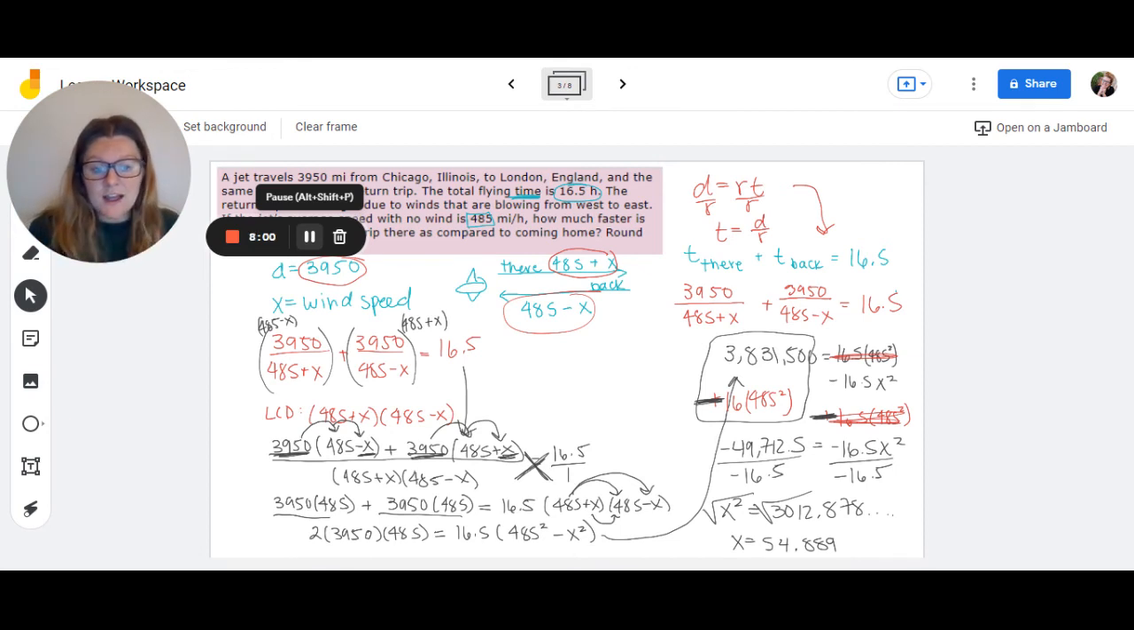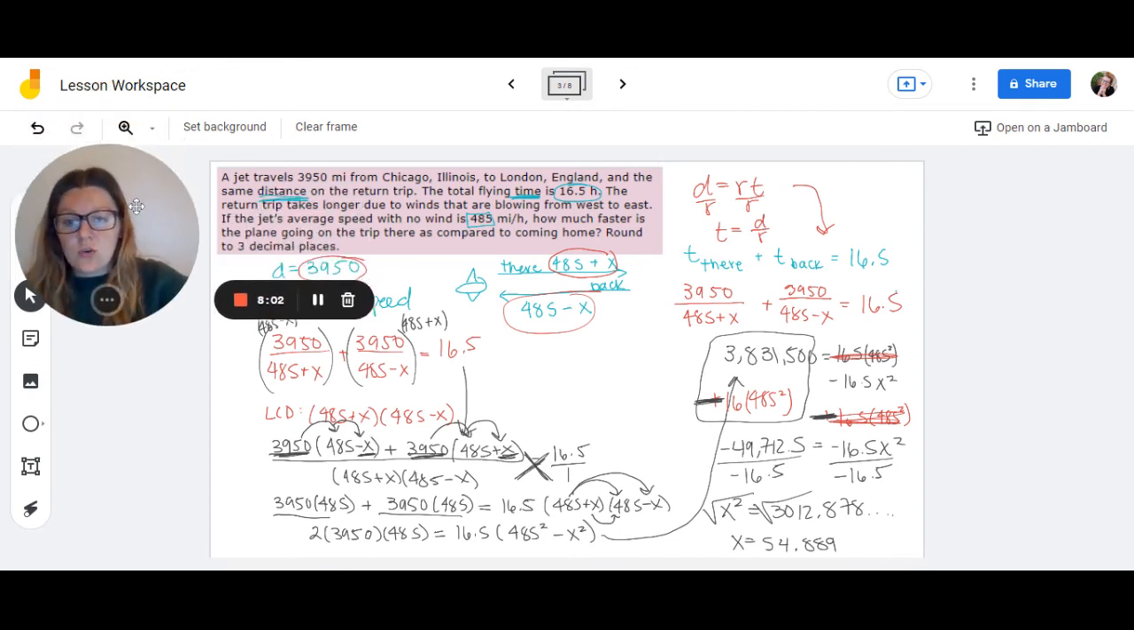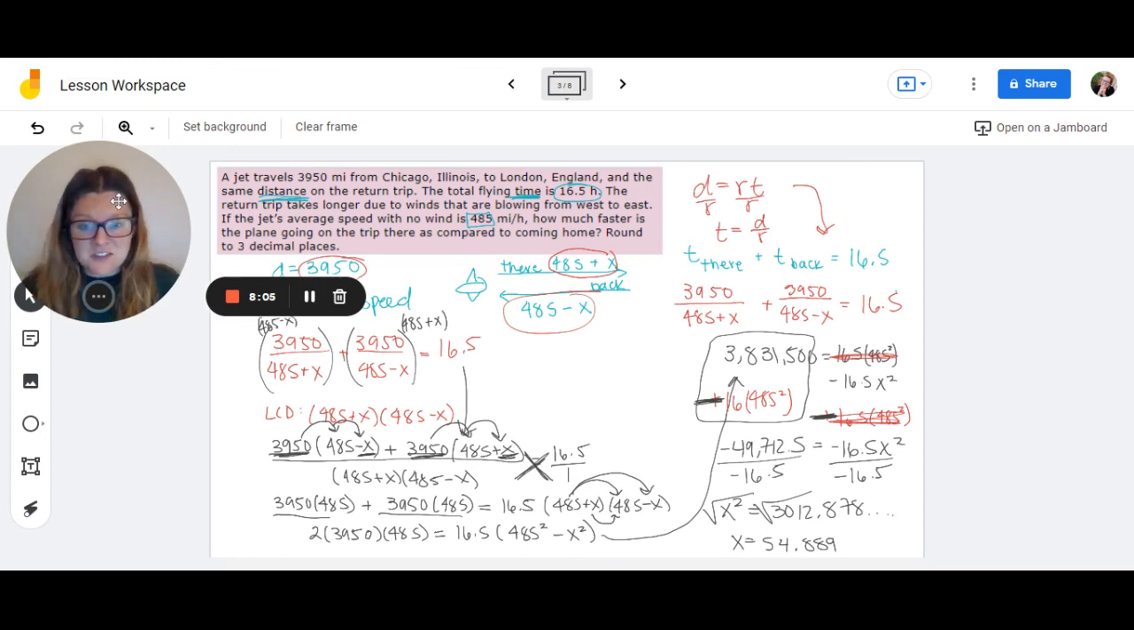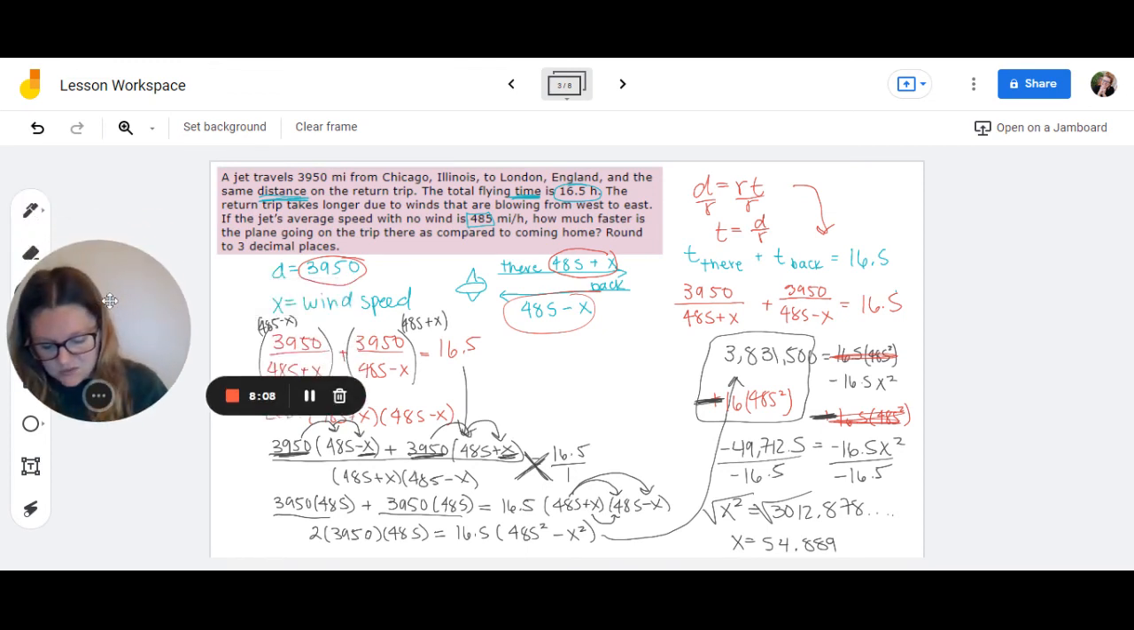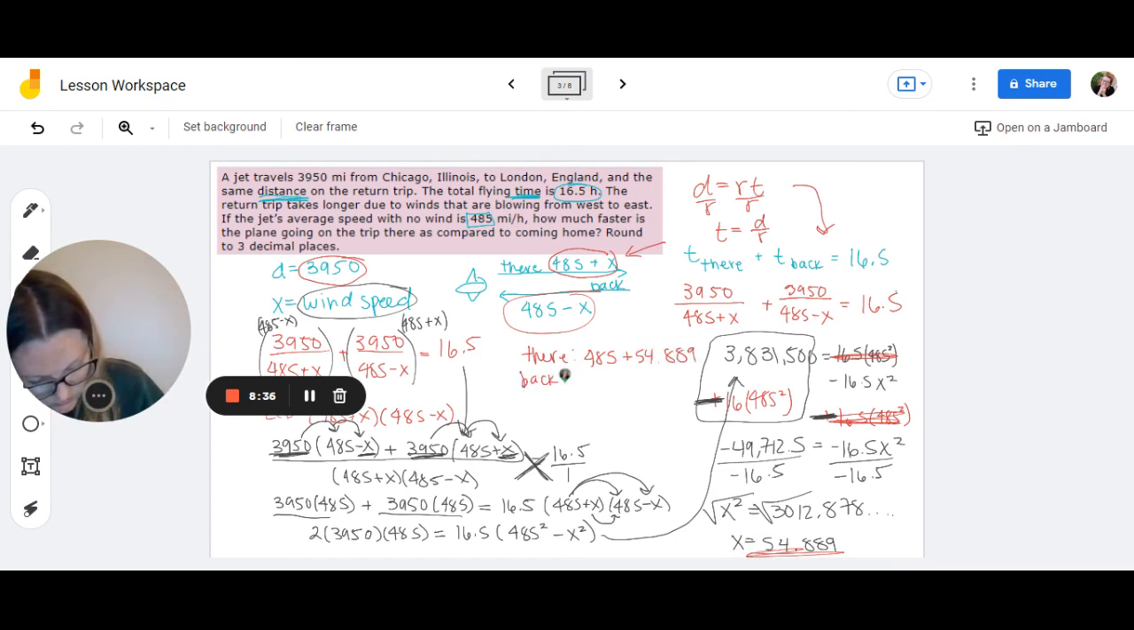So once I have that x value, I need to go back to my original question and ask, what did they really ask for? If I found x, what is x? We labeled x as the wind speed. And now I'm asking, what did they ask me? They asked me to find out how much faster the plane is going on the trip there compared to the way back. So I have to go back here. On the way there, it was 485 plus the wind speed, which I found was about 54.889. On the way back, it was smaller, so it was 485 minus that 54.889.